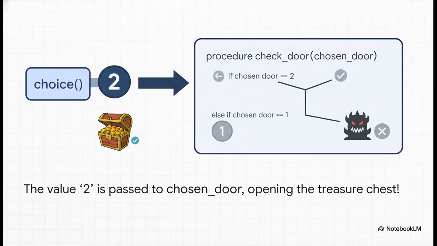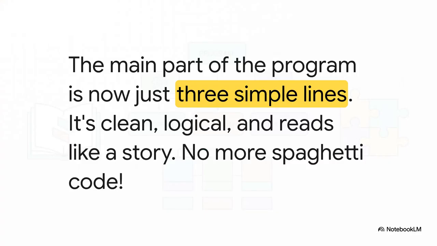And the third piece is check door. This is where it all starts to connect. See how this procedure takes an argument called chosen door? Well, that's where the value we just got from our choice function is going to go. The main program will take the result from choice and pass it into this procedure to figure out what happens next.